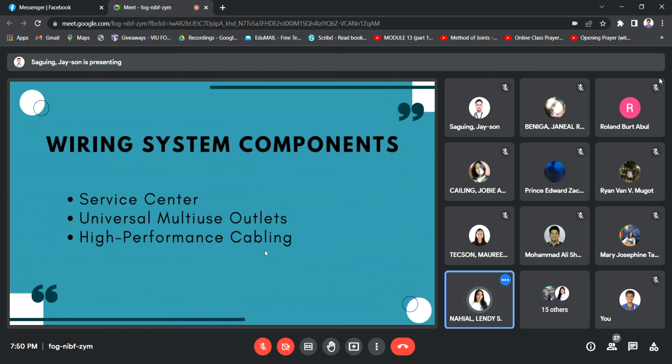So, wiring system components. An advanced home wiring system typically consists of three main components. These are the service center, universal multi-use outlets, and high performance cabling.